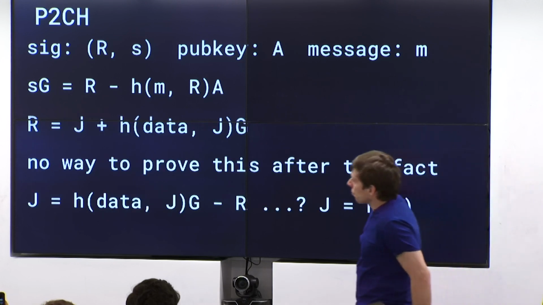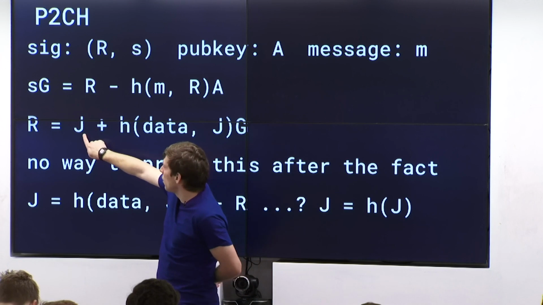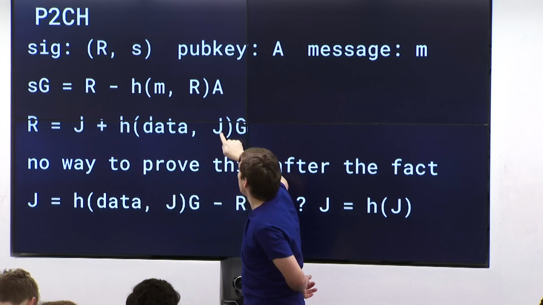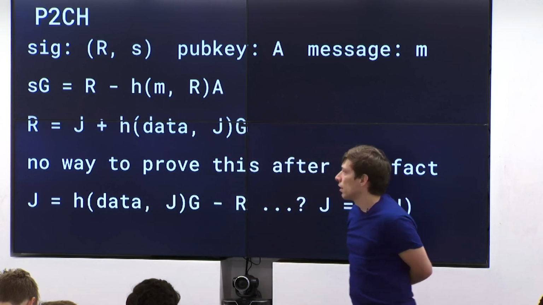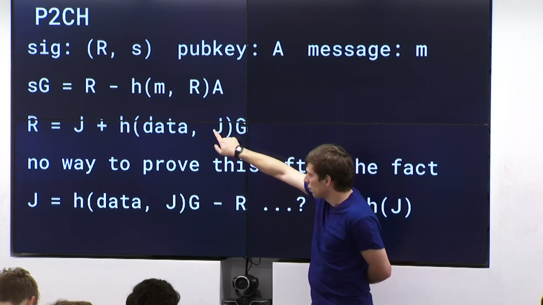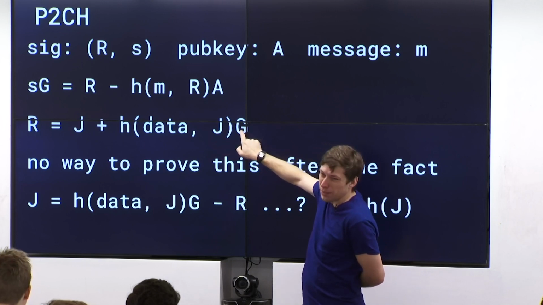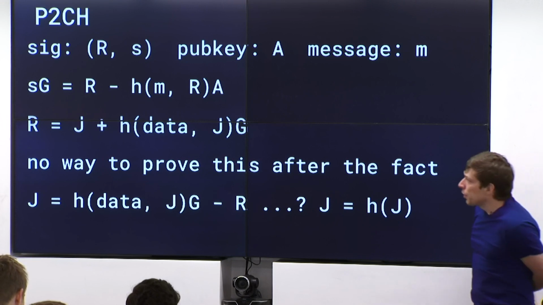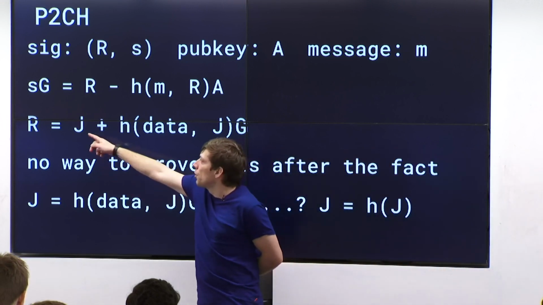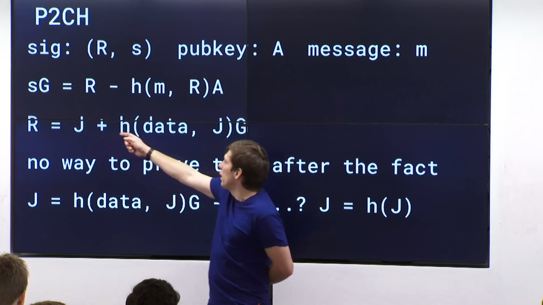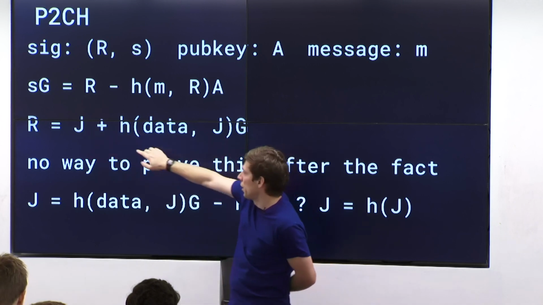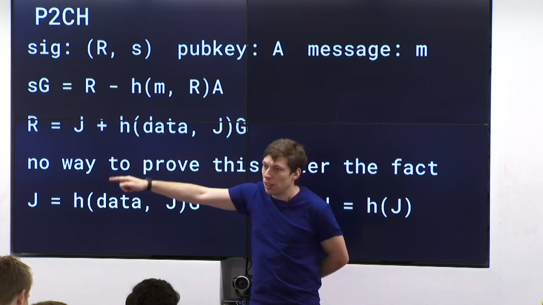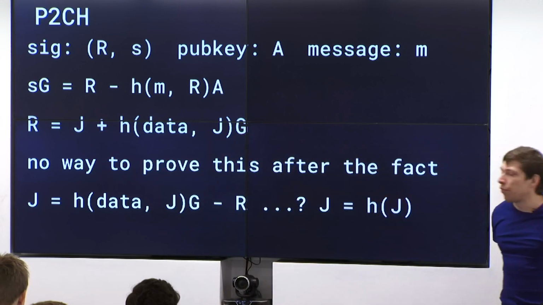So the idea is, I can prove that R equals J plus the hash of the data and J times G. Here's where it's a little confusing, right? Because this is already a pub key, and you're multiplying by G again, right? So it's a little weird. This is, anyone can compute this, right? Because I can say, hey, you already know R. I can give you a J and some data such that J plus the hash of this data and J itself times G equals R.